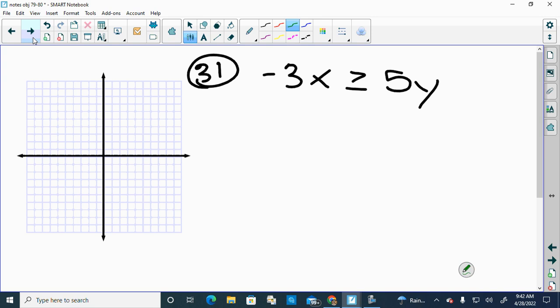Okay, so this one we need to get the y by itself. When we solve equations, it really doesn't matter which side the variable is on as long as you get the variable by itself. So I'm going to leave the y on the right-hand side. What do I need to do to get it by itself? Divide by 5. Do I switch the inequality? No, because you're not dividing by a negative. This is a negative, but we're not dividing by a negative, so we don't switch it. What I do to that side, I've got to do to the other side.